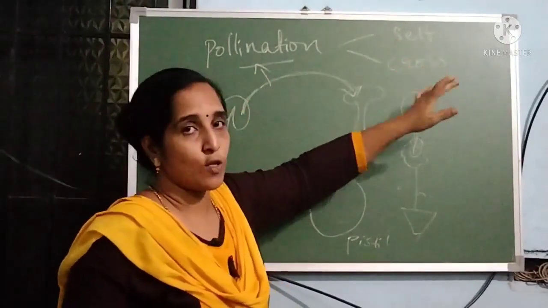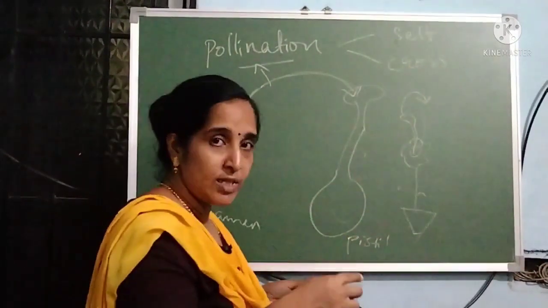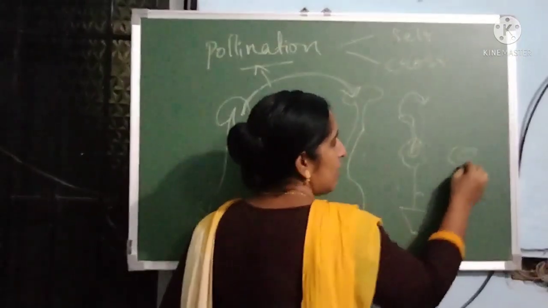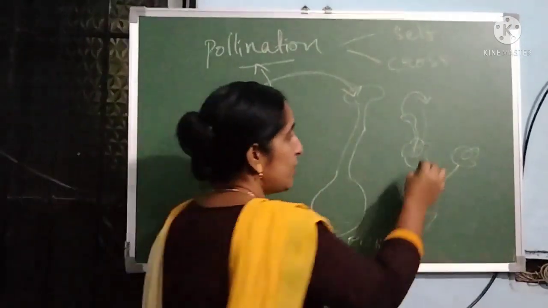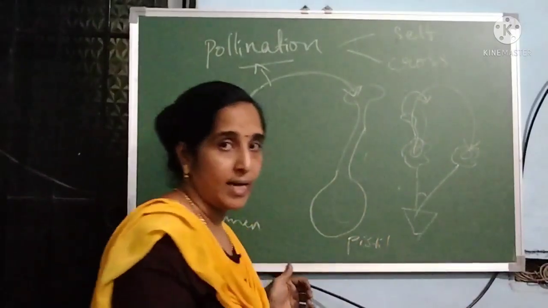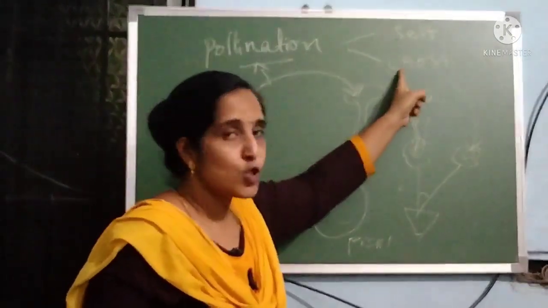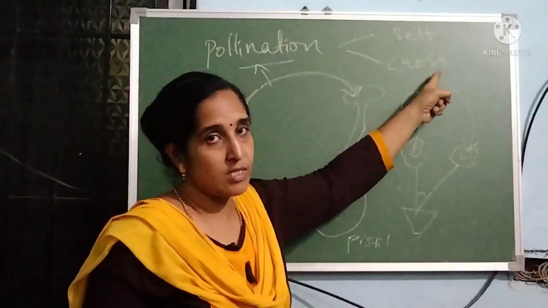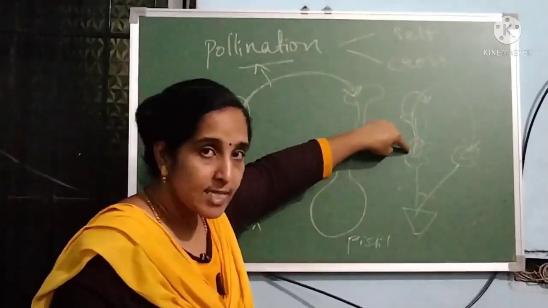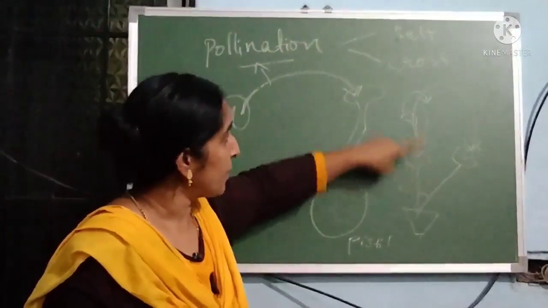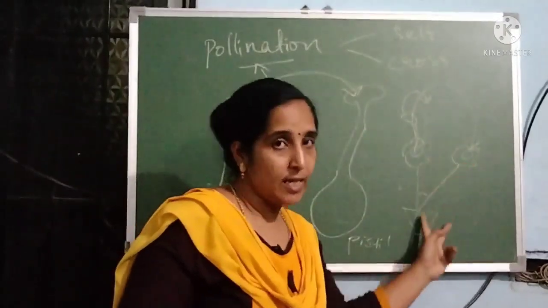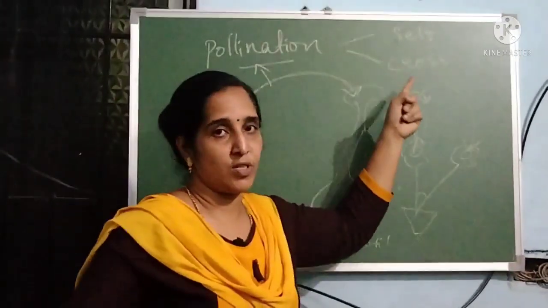So what is cross-pollination? Cross-pollination is when the pollination takes place in a different flower. The pollination takes place between different flowers of a same plant, and that is called cross-pollination. Okay, this is a very easy topic. So self-pollination means the pollination takes place in the same flower of a same plant. And cross-pollination is when the pollination takes place in different flowers of the same plant.